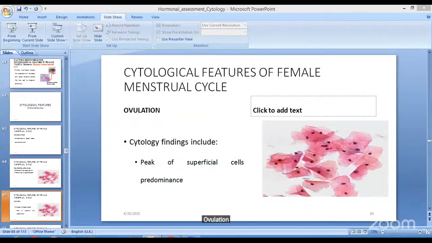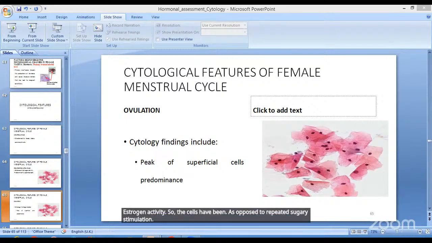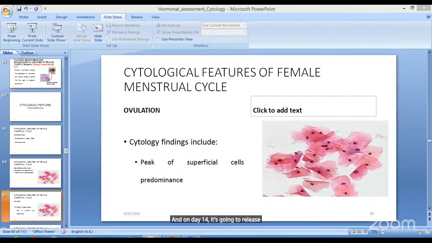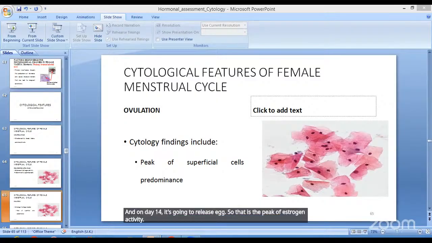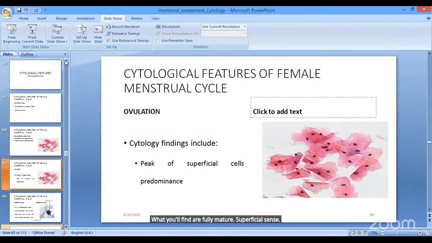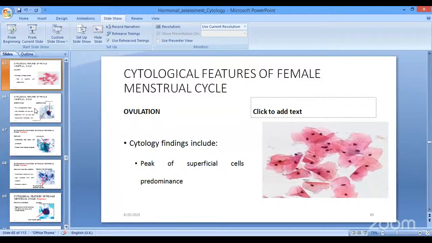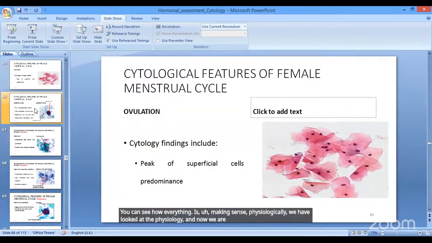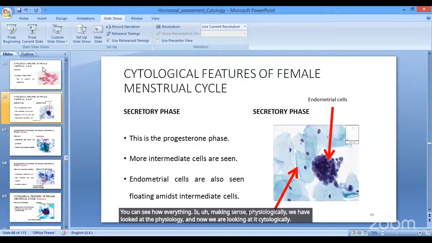Ovulation. At ovulation is the same thing. Peak of estrogen activity. So the cells have been exposed to repeated estrogen stimulation, and on day 14 it is going to release an egg. So that's a peak of estrogen activity. What you find are fully mature superficial cells. You can see how everything is making sense. Physiologically, we have looked at the physiology, and now we are looking at it cytologically. There's a synergy.